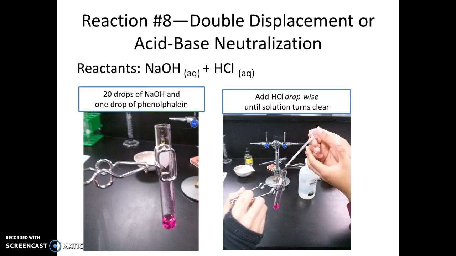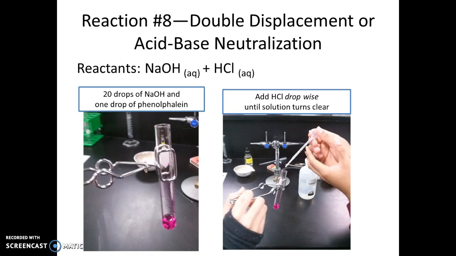When you add 1 drop of the phenolphthalein, it's going to turn the solution a dark pink color, like you can see in the picture on the left. You want to neutralize that sodium hydroxide. To neutralize the sodium hydroxide, you're going to add hydrochloric acid 1 drop at a time. I suggest that you work together with your partner when you do this neutralization reaction. One partner can hold the test tube while the other partner adds drops of hydrochloric acid. It's important that you swirl the test tube after each drop of hydrochloric acid that you add.